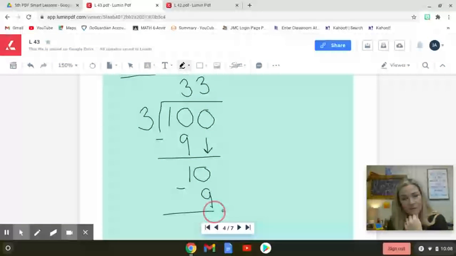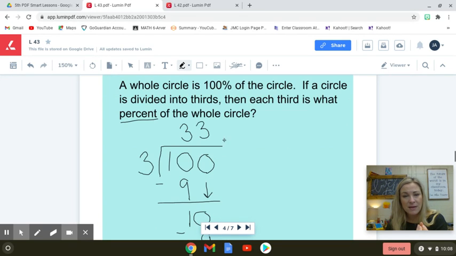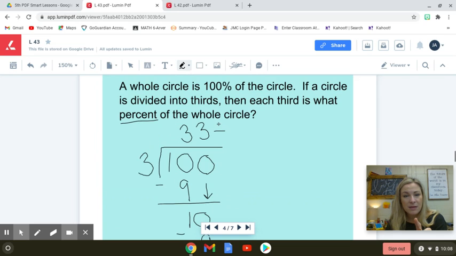Remainder 1. So we're not going to be writing remainders anymore. So we have 33 remainder 1. Instead of writing it like that, I know that today we're practicing writing things as mixed numbers. So I'm going to set up my fraction. My remainder is 1. That gets brought all the way up to the numerator's place. My denominator comes from this divisor on the outside. 33 and 1/3%. Each third of that circle is worth 33 and 1/3%.